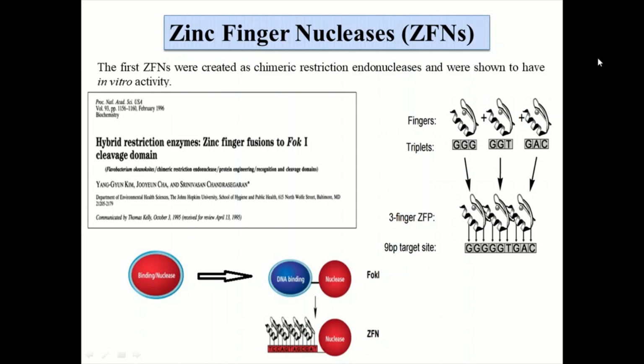The first zinc finger nucleases were created as chimeric restriction endonucleases and were shown to have in vitro activity. Kim et al. designed artificial zinc finger nucleases by fusing different zinc finger domains to the FokI nuclease. FokI is a non-specific nuclease, so it can cut at any targeted location in the genome. This was done for the first time in 1996 and published as a proof of concept by Kim et al.